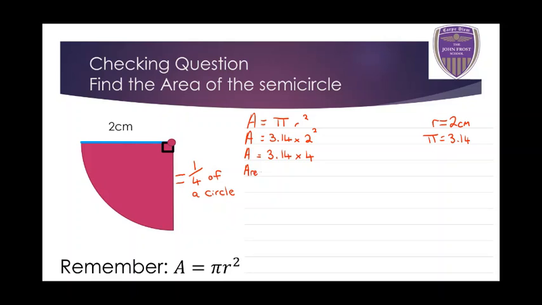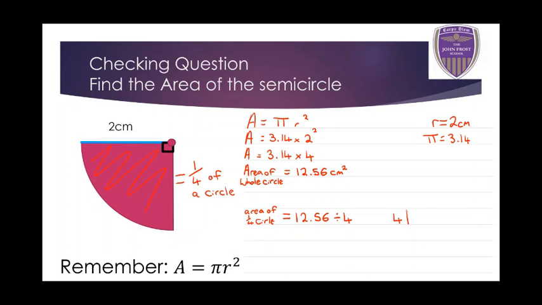So eventually you should find that the area of a whole circle is equal to 12.56 centimeters squared. But we only want a quarter of the circle. This area here is only the quarter of a circle. So therefore the area of the quarter circle is going to be equal to 12.56 divided by 4.